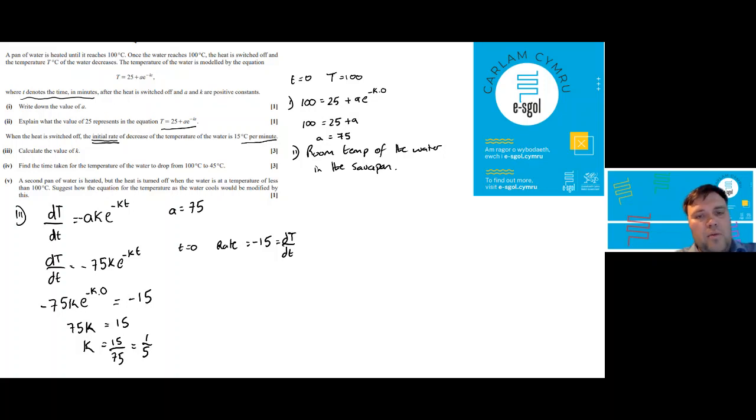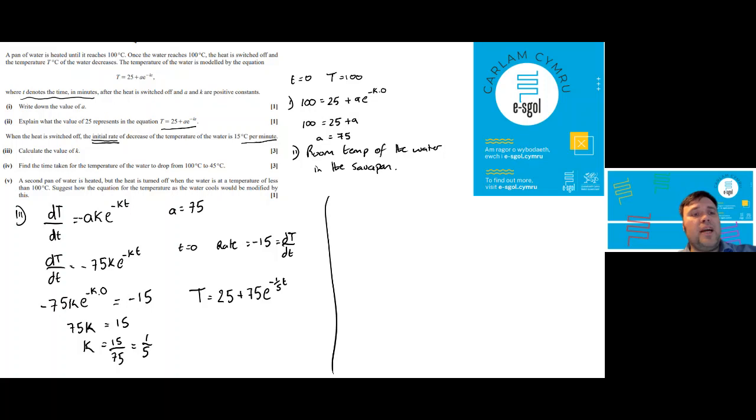So now we've got that, we can write down that T equals 25 plus 75e to the minus 1/5 t. And as I said, what they could have done there is they could have put that k was a constant, and it would still have worked out. Instead of this being minus 75 it would have been 75, and then taking it over it would have been minus 1/5, and then you would have plugged it in there. So it wouldn't have made any difference if they write it as k or minus k.